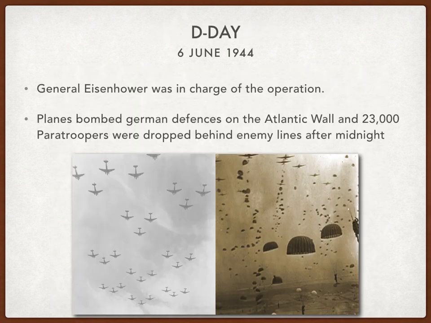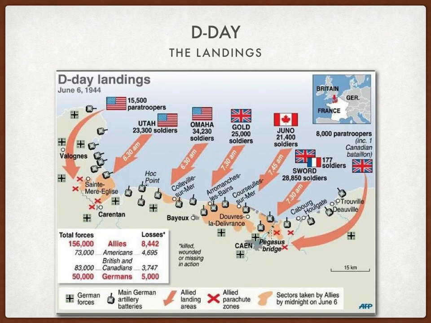However, on the 6th of June 1944, led by General Eisenhower, D-Day, or Deliverance Day as it was known, began. Planes bombed German defences along the Atlantic Wall, and 23,000 paratroopers were dropped behind enemy lines after midnight. These were also helped by French resistance fighters who bombed telecommunication lines and railway lines to help the Allied efforts. However, the main part of the operation was the landing of 156,000 Allied troops on 5 beaches in Normandy.